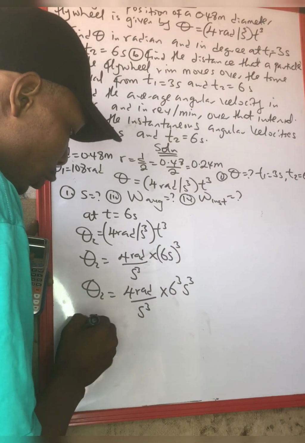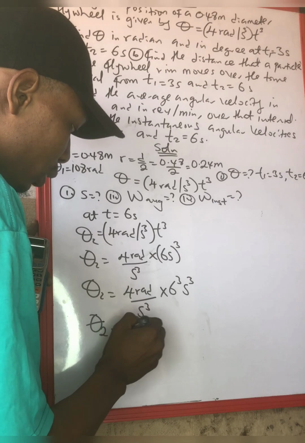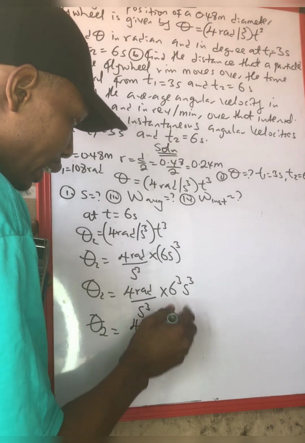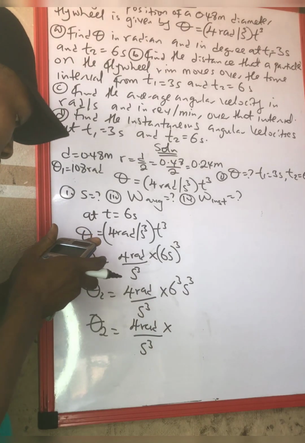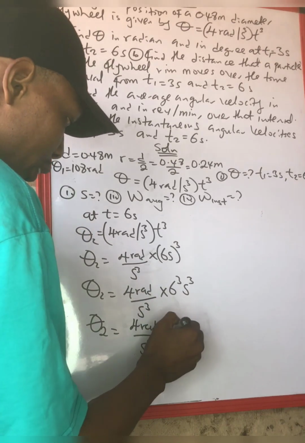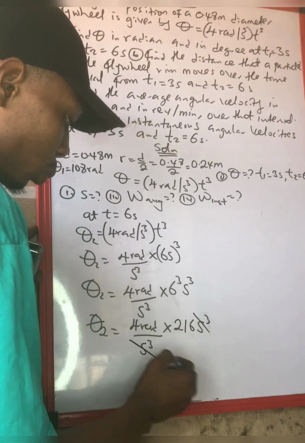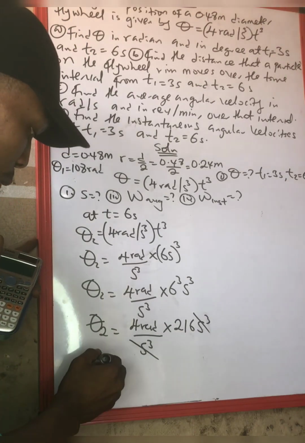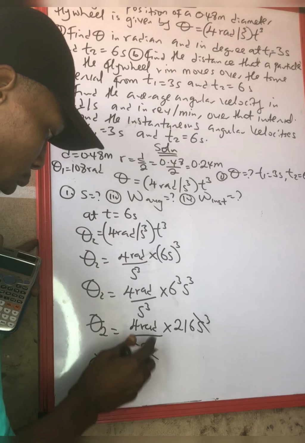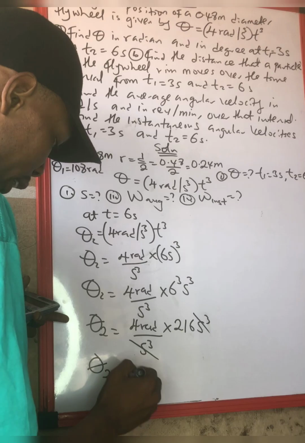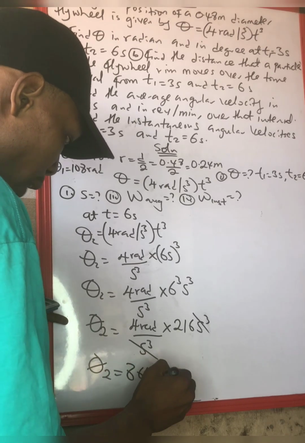So from there, theta 2 is going to give us 4 rad over second cubed, then times 6 cubed, which is going to give us 216 second cubed. Second cubed cancels out second cubed. So we are left with theta 2 equals 4 times 216, which gives us 864 rad.